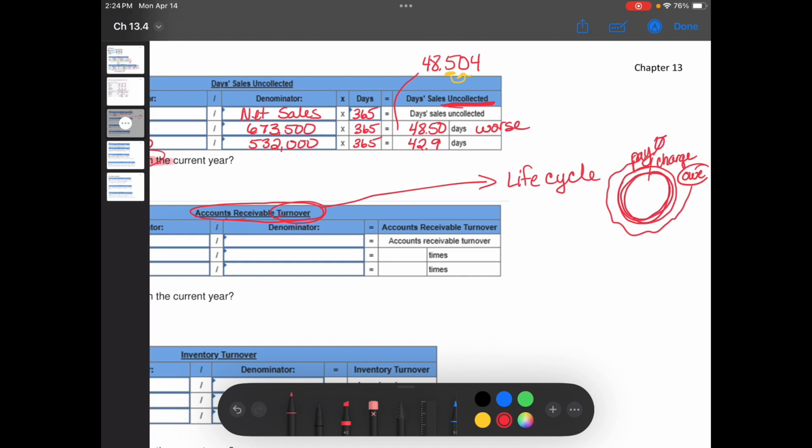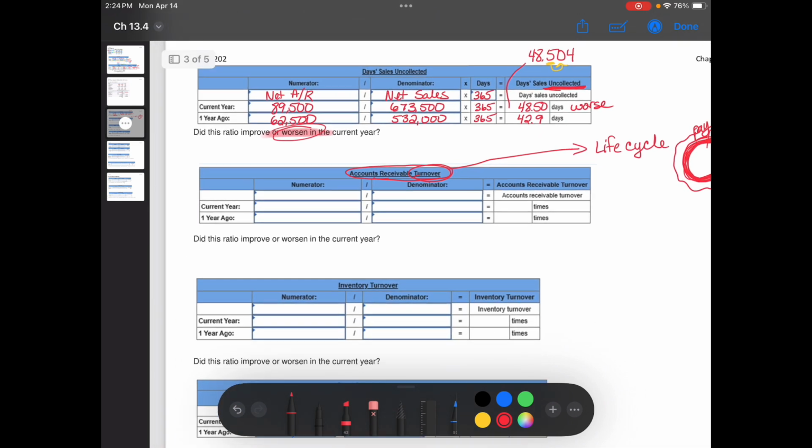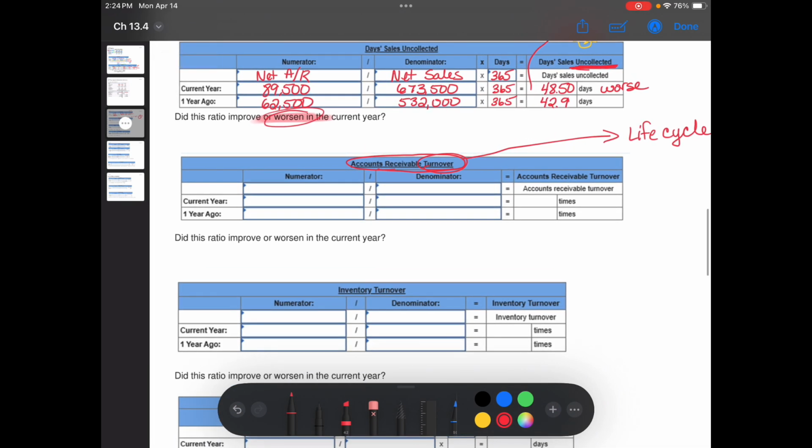So this is going to spin around and around and around, and it's going to spin around throughout the year, right? So this first calculation that we're going to do will determine how many times does that life cycle occur throughout the year. So it might happen 12 times a year. That'd be about once a month. That'd be good. That'd be 30 days, right? But we know that it's going to be less than that because we weren't collecting every 30 days. So for this one, we take net sales and we divide it by average accounts receivable.